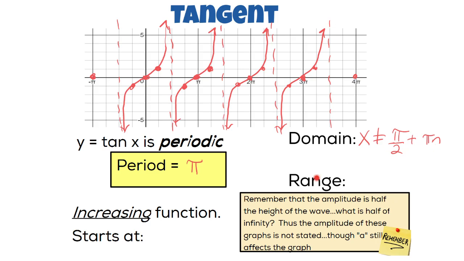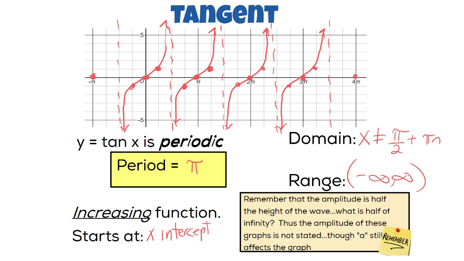There's your domain. Your range, however, goes continually down and continually up. That one is negative infinity to infinity. It is an increasing function. It starts at the intercept, the x-intercept. That's your starting spot. That will change. So this is like remembering that sine starts at the middle, at the x-intercept, and heads up, whereas cosine starts at the peak. You've got to know where it starts.